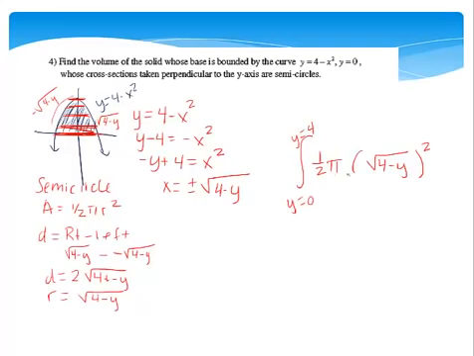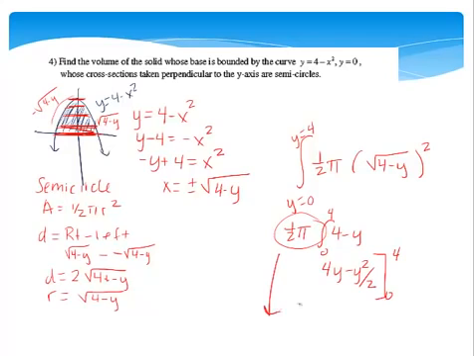And if we were doing this by hand, it would be easy. We would bring the 1/2 pi out. We would square this. If you're doing it in the calculator, just type it in. Let's do this one by hand. If you square the square root, you'll get this. Take the integral of 4. Take the integral of y. Leave this out until the end.